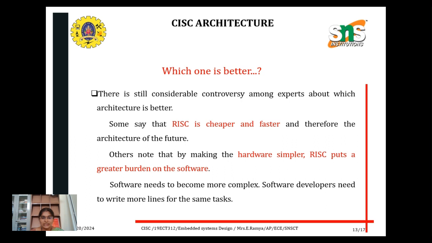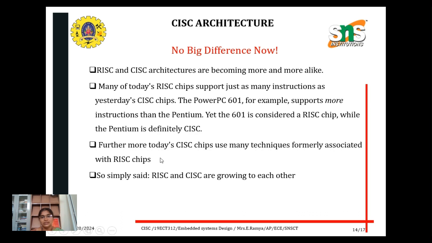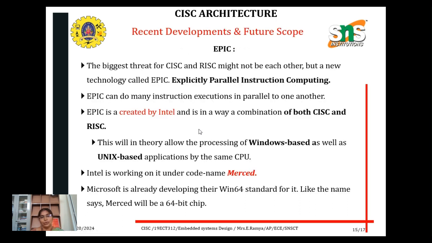So which one is better? RISC is cheaper and faster, and hardware is simple; RISC puts a greater burden on software. So you have to concentrate on this. For CISC architecture, there is no big difference. Furthermore, today's CISC chips use many techniques formerly associated with RISC, so simply we can say CISC and RISC are growing towards each other.